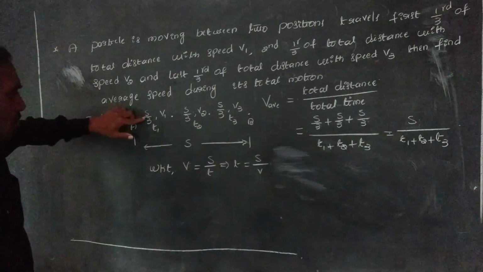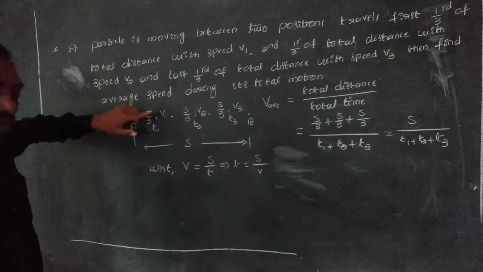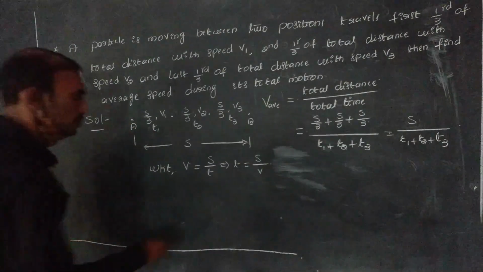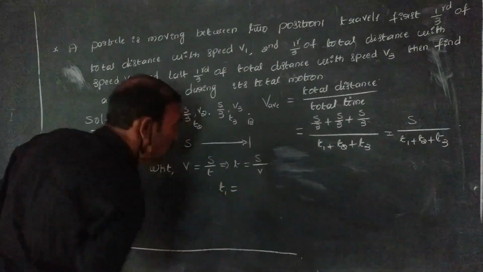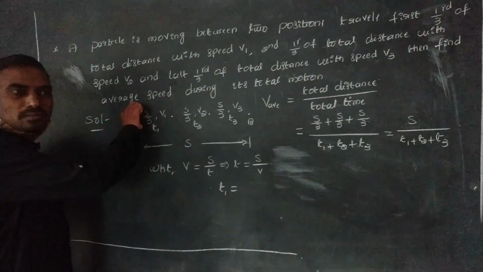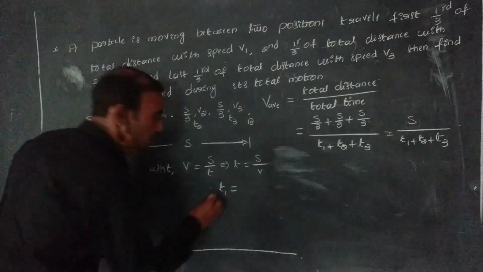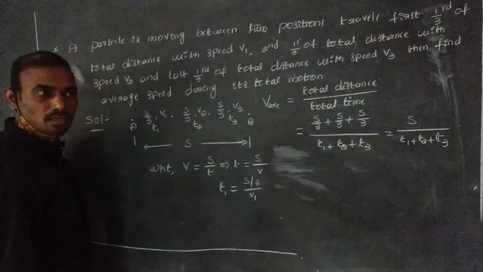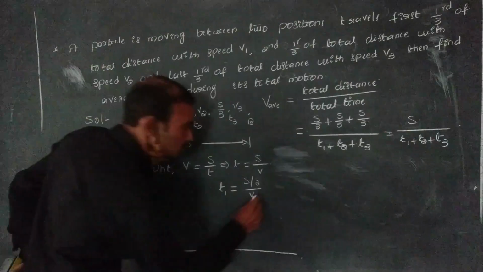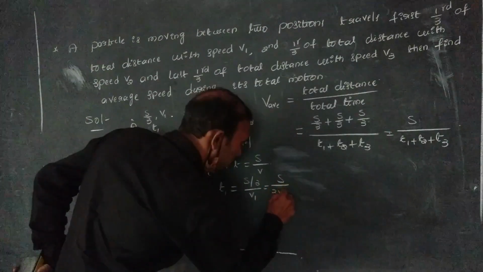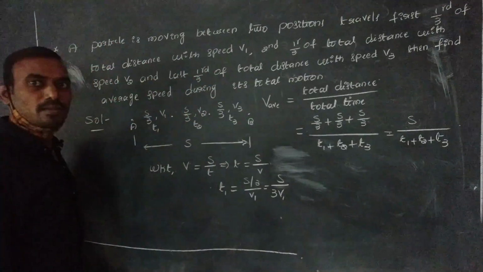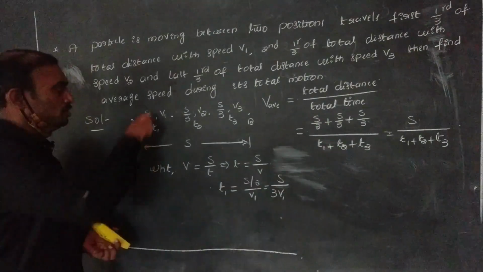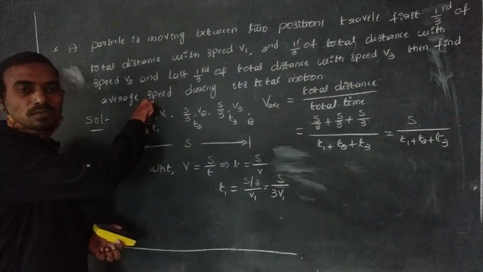In the first one third of the distance it moves with speed v1. What is the time taken? t1. Therefore t1 equals the distance S by 3 divided by speed v1. This 3 comes to the denominator, so that equals S by 3 v1. This is for the first one third distance.